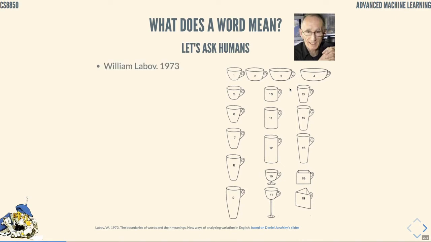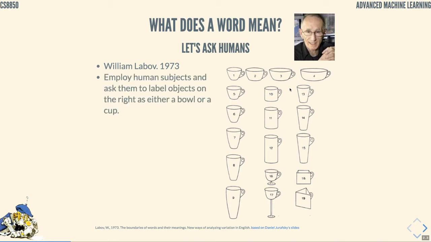Let's ask humans. William Labov in 1973 constructed an experiment where drawings of different objects, which are similar yet sometimes different, were made in order to try to assess and distinguish the meaning of the words cup and ball. They employed human subjects and asked them to label objects on the right as either a ball or a cup. After getting all of the responses, he constructed a definition based on those responses.